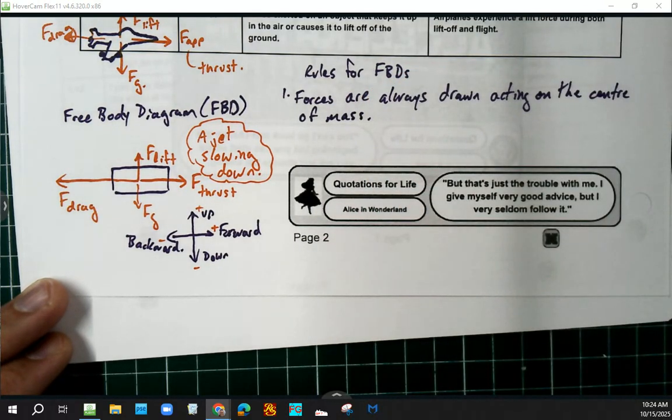And if you go back and look at the previous drawings that I did here, you'll notice I was pretty good about having the forces acting on the center of mass. There's a couple times I slipped up because I was trying to be illustrative, but really they should always be acting on the center of mass.